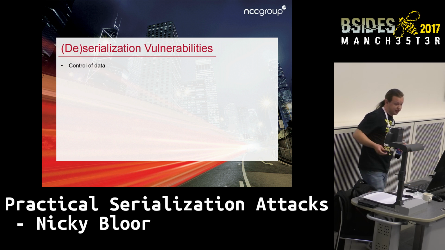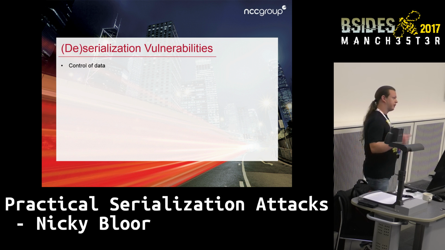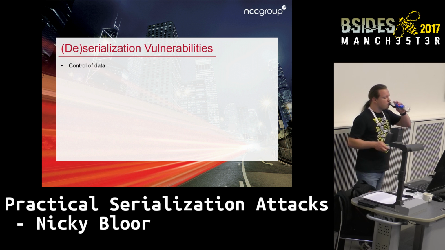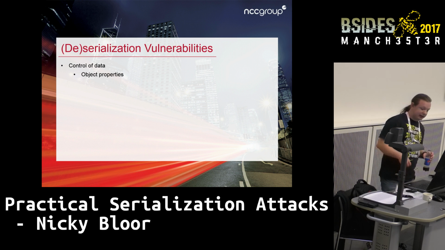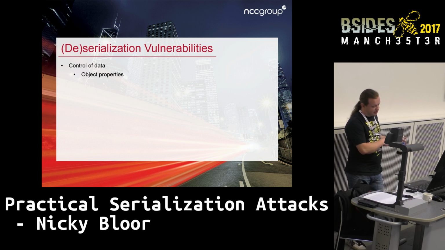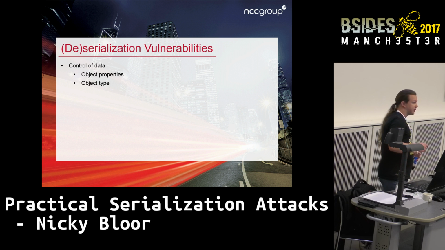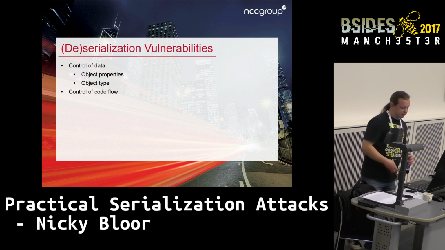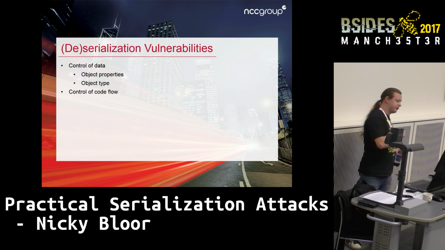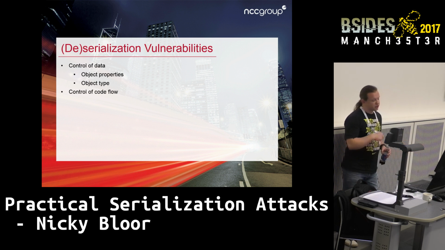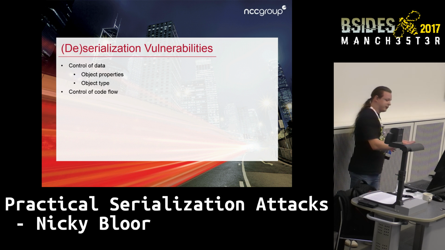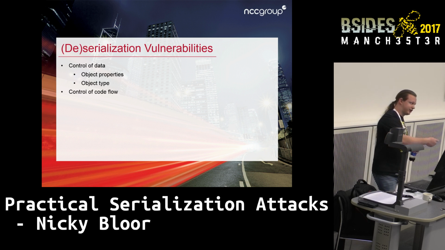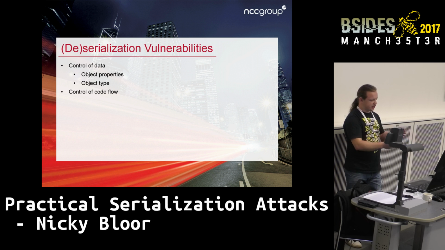So, deserialization vulnerabilities occur when we, as an attacker, control the data being deserialized. That allows us to control the properties of the objects being deserialized, or even the type of the objects being deserialized or instantiated. By controlling that data, we can potentially control the flow of code that uses that data. So if there's an if statement that is based on a property of an object that's deserialized, we can control the outcome of that if statement, which branch it takes.